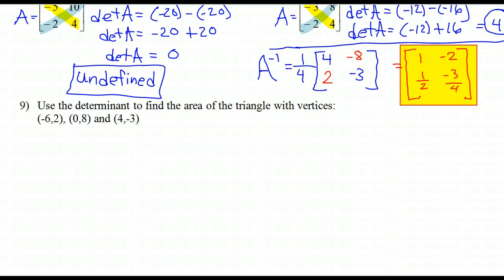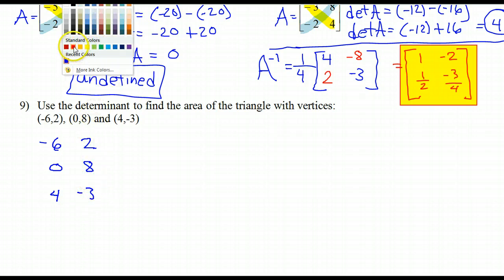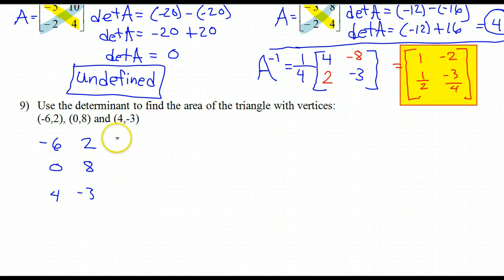What do we have here? Oh, it's one of these area of the triangle things. Let's go. So we're going to use the determinant to find the area of a triangle. The way we do that is we take these points and we build a 3 by 3 matrix. So we'll have our -6, 2, and our 0, 8, and our 4, -3. To get the rest of the 3 by 3 matrix, we use 1s. So 1, 1, 1.